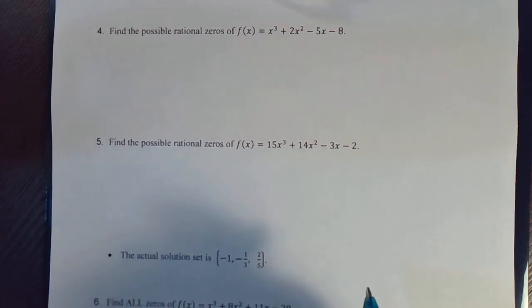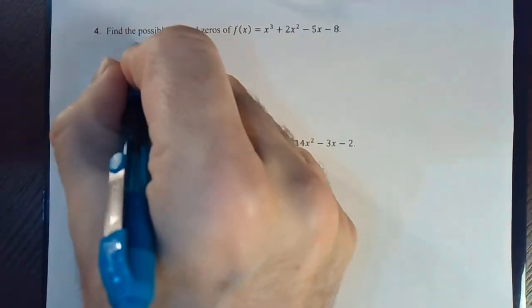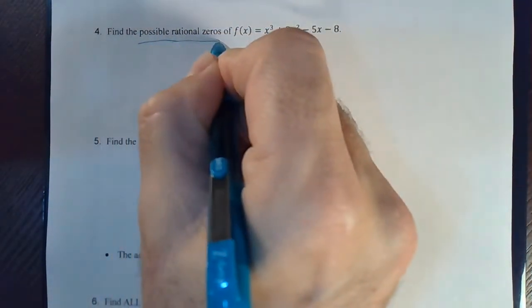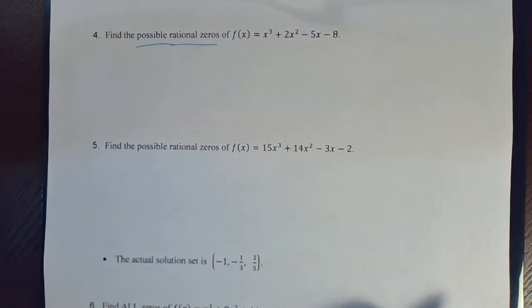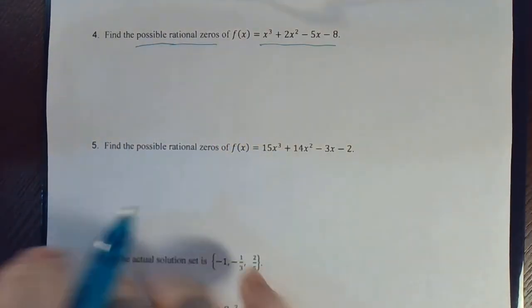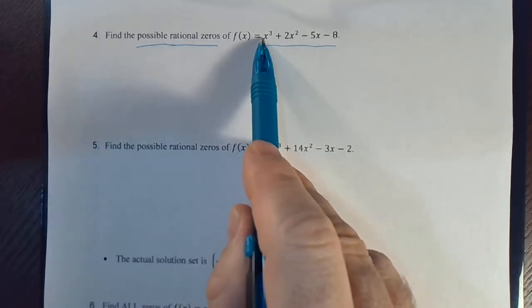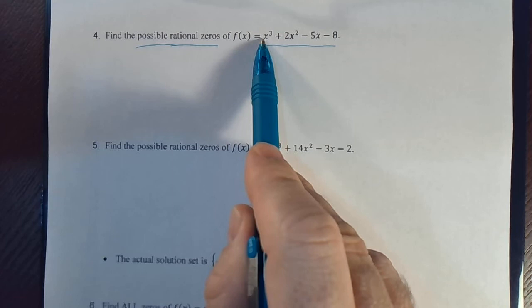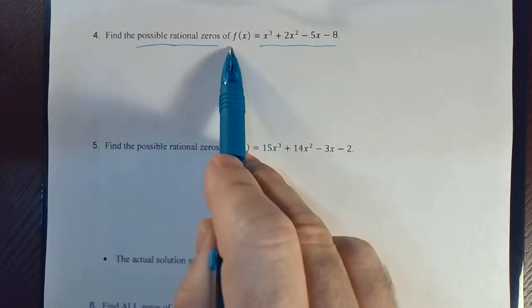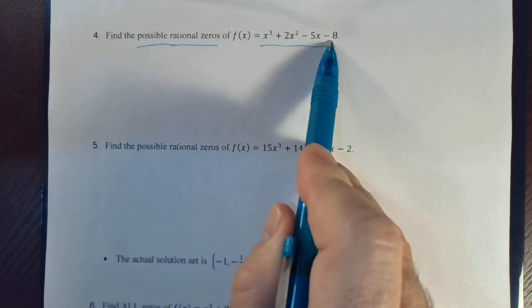Okay, let's continue now with looking at a few more polynomial functions and finding the possible rational zeros, the PRZs. This one looks like it's going to be easy. Can you tell why? Well, I think it's going to be easy because the leading coefficient is a 1, so there's no fractions to deal with at all. It turns out it's just going to be the factors of 8.